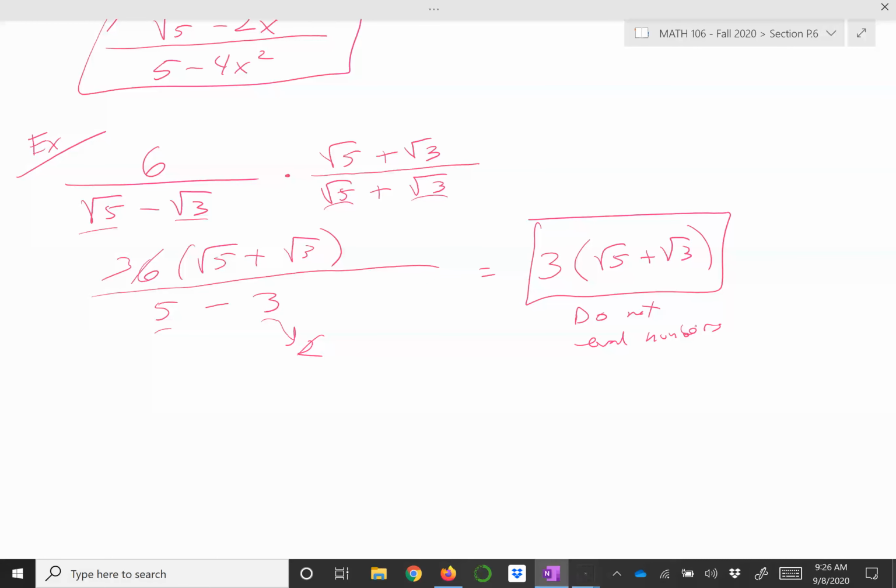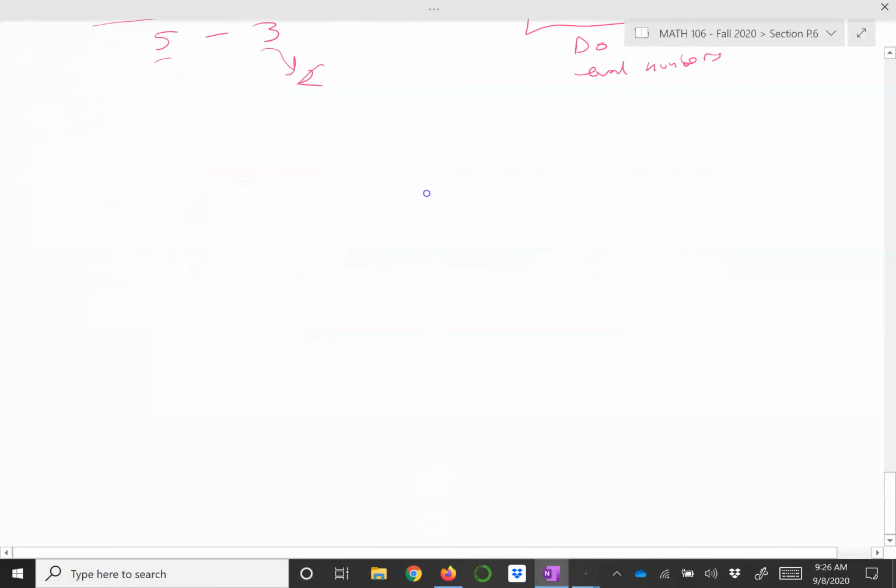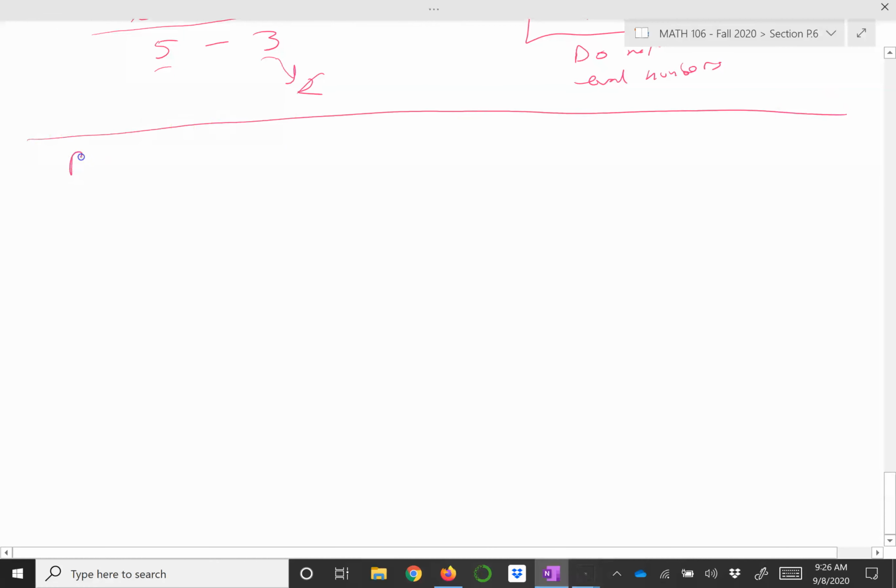All right, so that's rationalizing the denominator. You can do the same process for rationalizing the numerator.